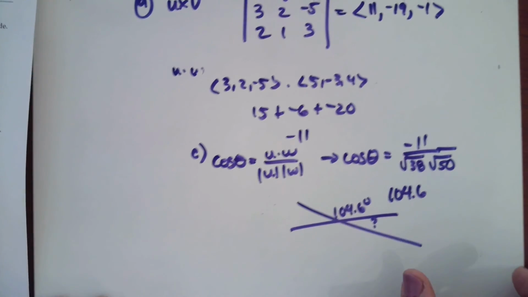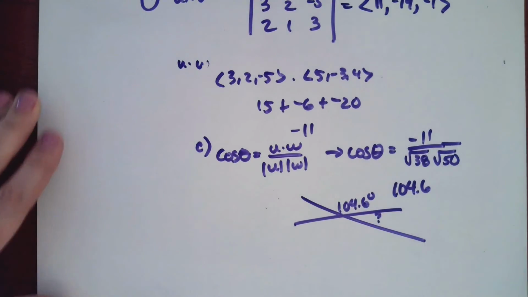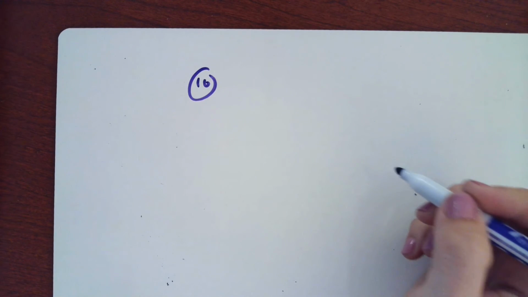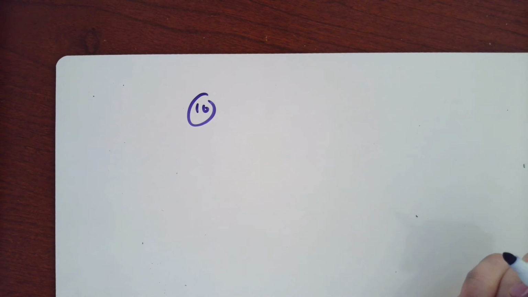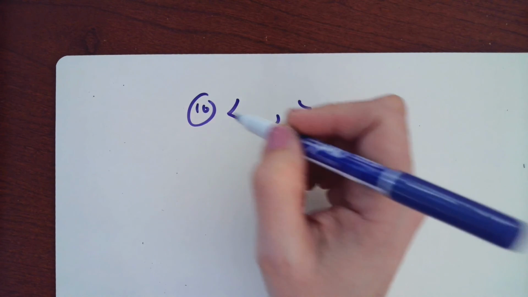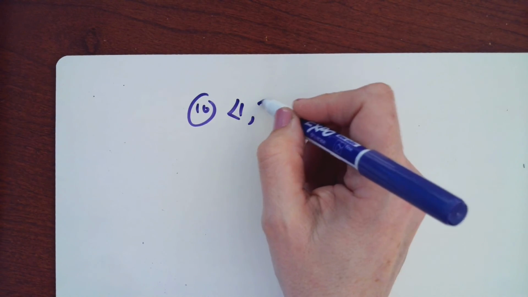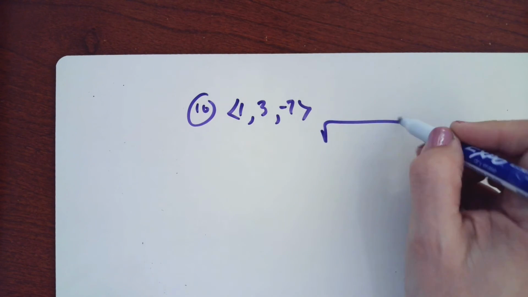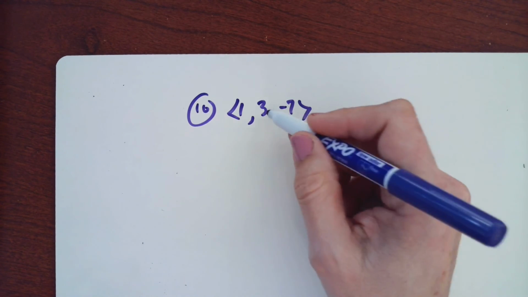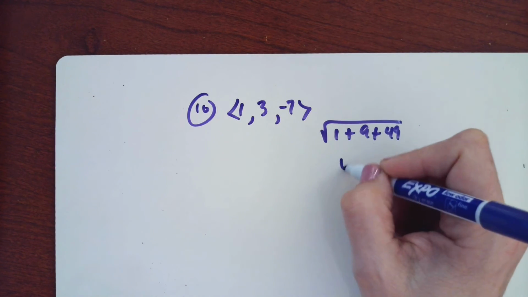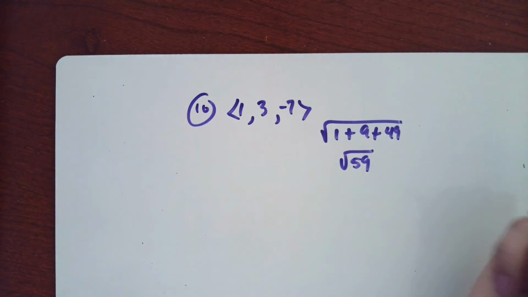All right, so number 10, this is little practice with 3D points. Number 10 says find the magnitude of this vector with initial point 3, 0, 2, and terminal point 4, 3, negative 5. So let's first of all find the vector. So I could do 4 minus 3, 3 minus 0, and negative 5 minus 2. It says find the magnitude of this vector, so that would be 1 squared, 3 squared, and 7 squared. So the square root of 59 is the magnitude.